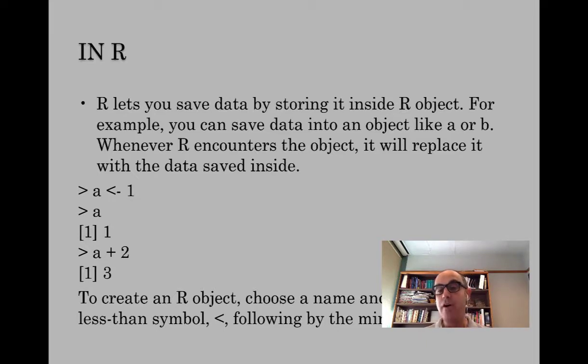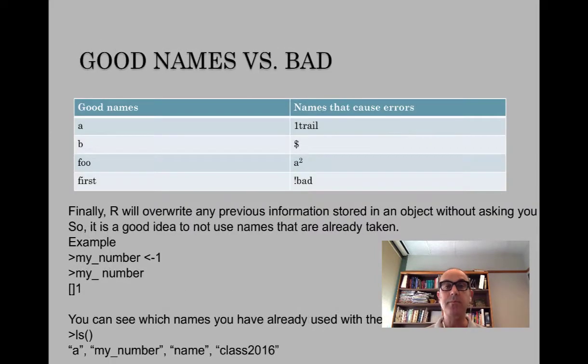And he needs to follow up on that and add that 1 plus 2 is equal to 3. So to create an object, you have to choose a name and use the assignment symbol, followed by a minus sign. Good names versus bad names. And again, this is where we are going to start seeing things that make sense and things that are allowed.